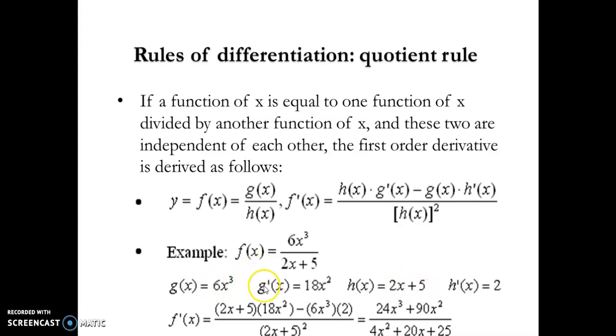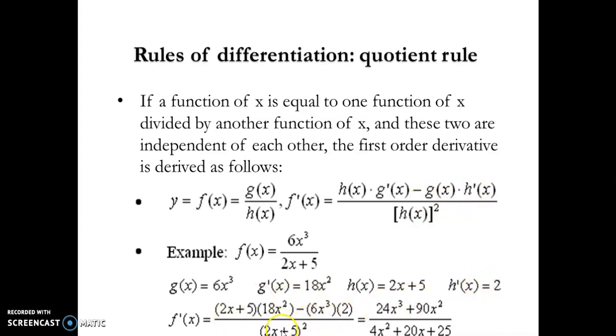So we have g dash of x, we have h of x, and we have h dash of x. So you will not be given these formulas, you are expected to know them. So hence, the quotient rule says I have to take h of x, which is 2x plus 5 over there, multiplied by g dash of x, and g dash of x was 18x squared, minus g of x, and g of x was 6x cubed, multiplied by h dash of x, and h dash of x we got was 2.